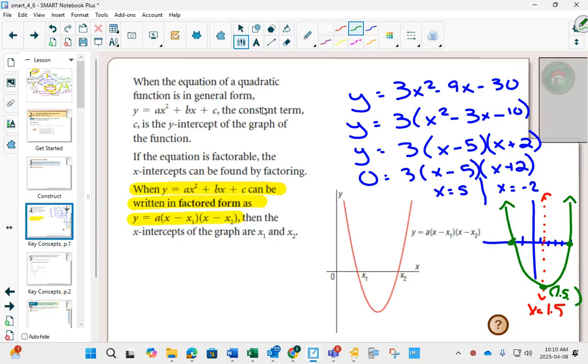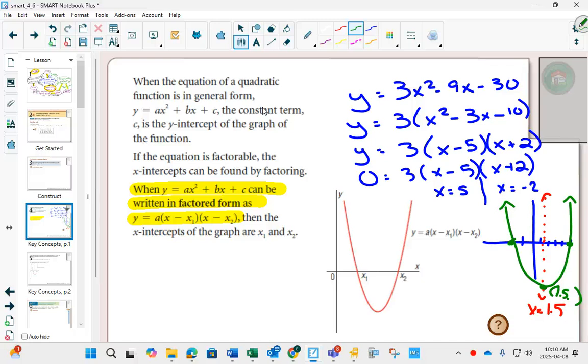And you now have two ways of finding your vertex. If you know your axis of symmetry, you know the x-coordinate of your vertex, then you could just plug in 1.5. It's not the easiest or nicest mental math to do, but you could plug in 1.5 for x and determine what the y value would be. And then you'd find your vertex that way.